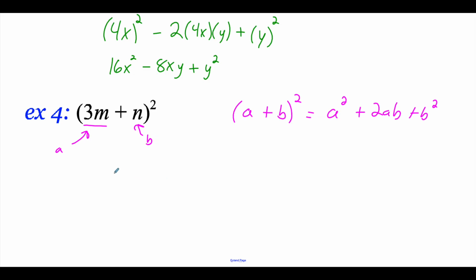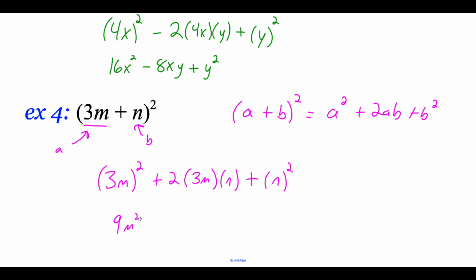So when I take a and square it, I have to go 3m and square all of that, plus 2 times the a value, so 3m times the b value, which is n, and then plus the b value, so n squared. When I take 3m and square it, 3 squared is 9, and m squared is just m squared.